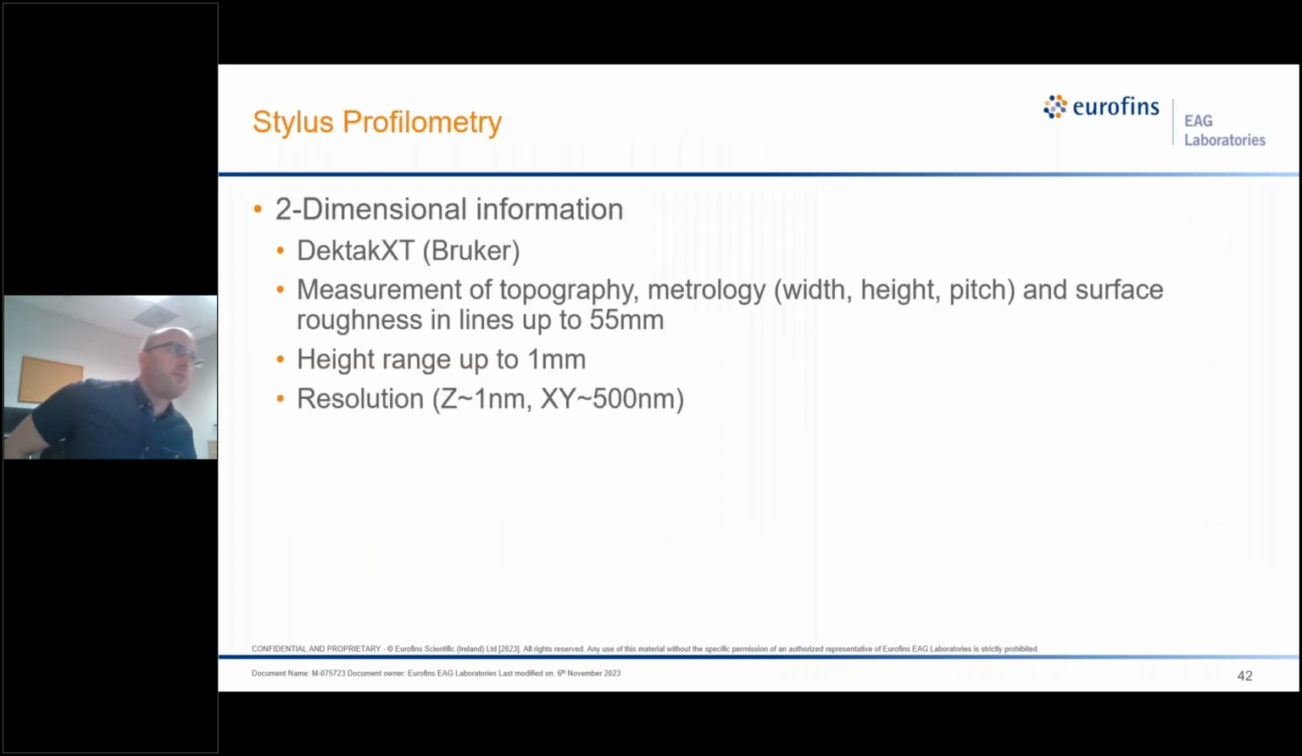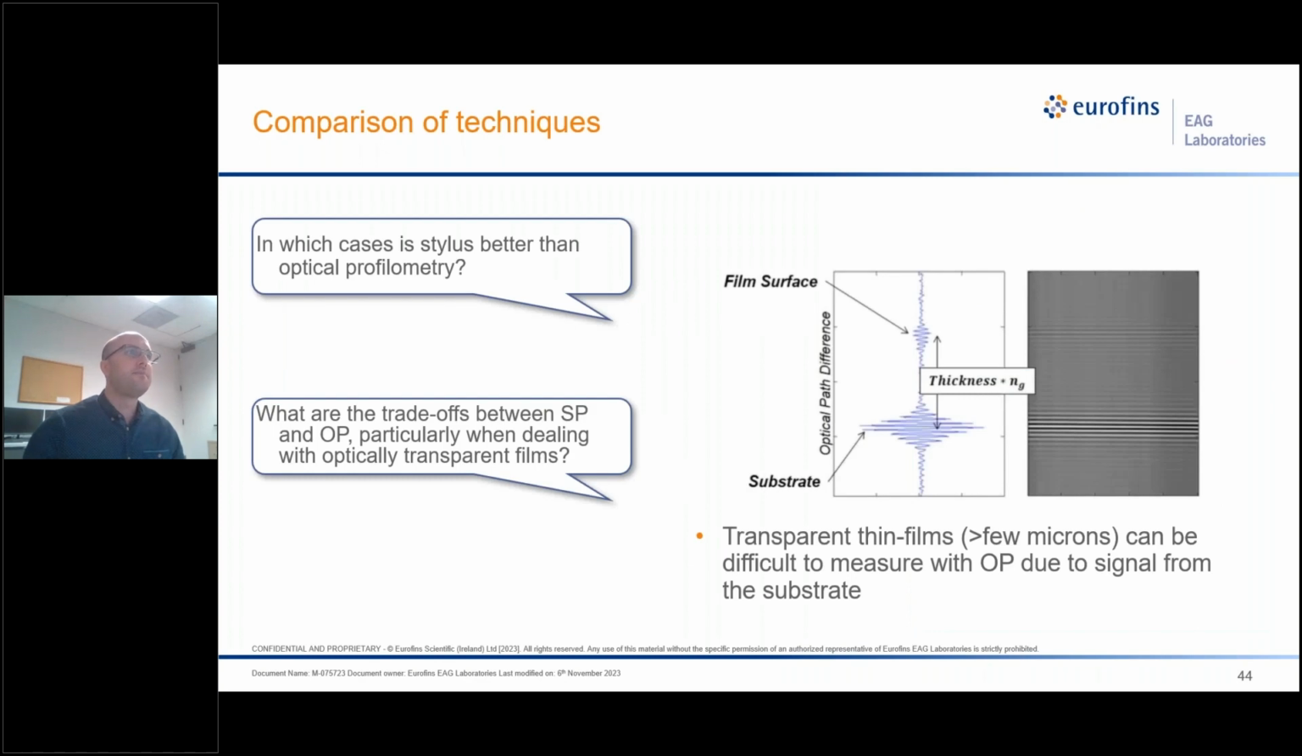Moving on to stylus profilometry, we have a DektakXT, also from Bruker. Again, it's good for the measurement of topographies, metrology, critical dimensions. It can take measurements at lines up to 55 millimeters and has a height range of up to 1 millimeter. And the resolution is somewhat comparable with OP. It's about 1 nanometer in the Z, and then the XY is determined by your tip radius, which we have one that goes down to about 200 nanometers, or 500 there.